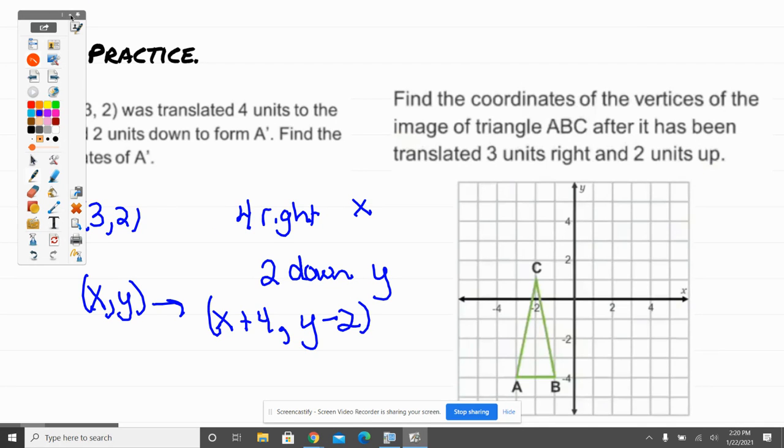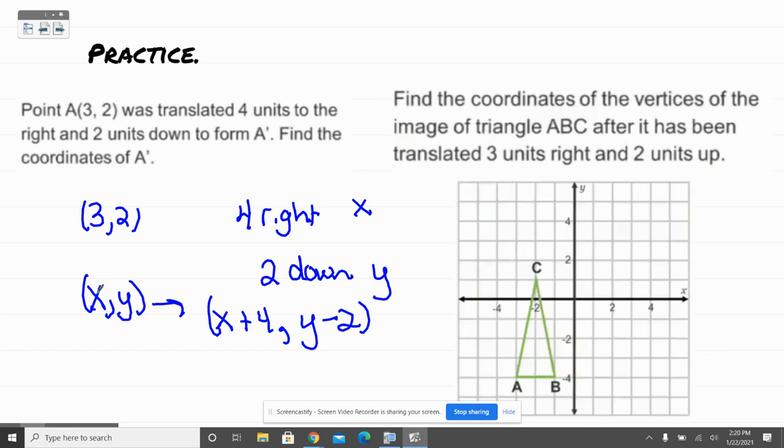So what this tells me is my code. It says take your point, add 4 to the x. So if I add 4 to my x, 3 plus 4 is 7. Take 2 away from your y, 2 minus 2 is 0. Your new point will be at 7, 0. Some of you might just want to sketch it to do it, and that's going to be okay.